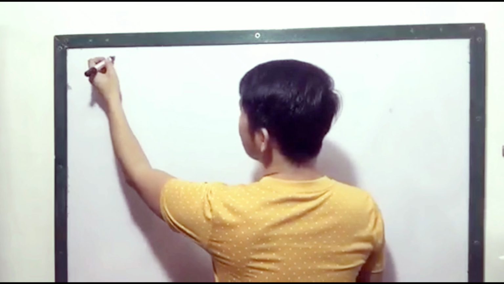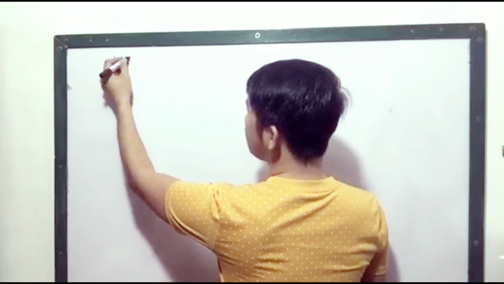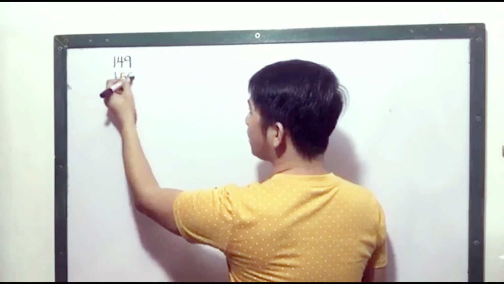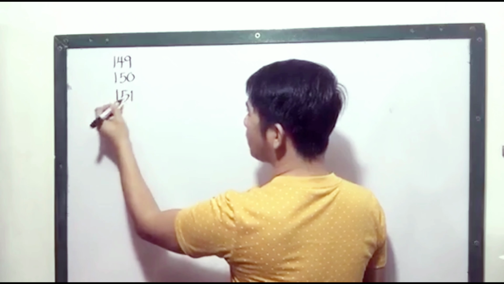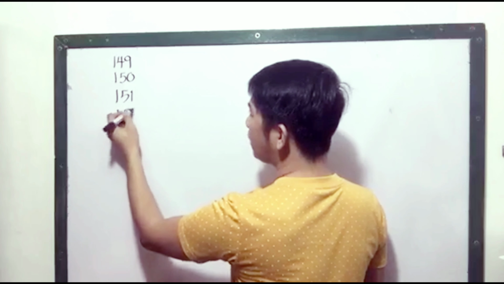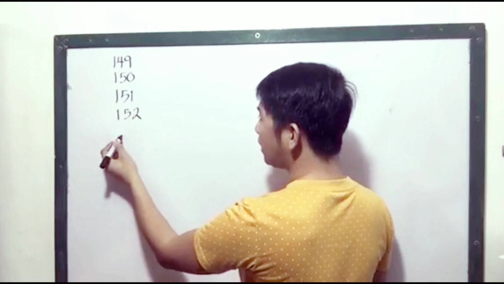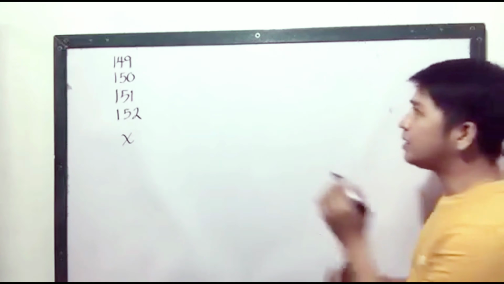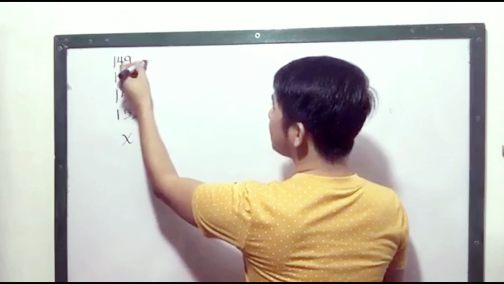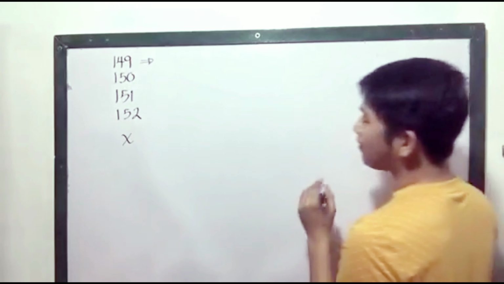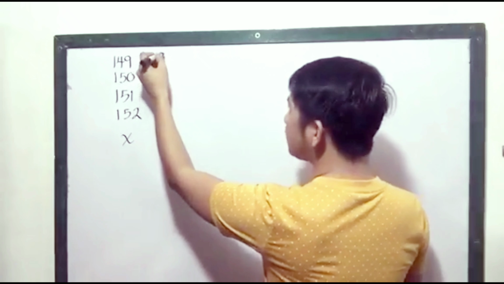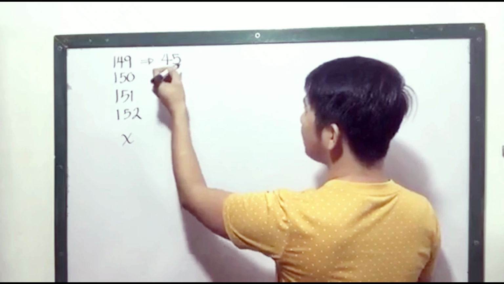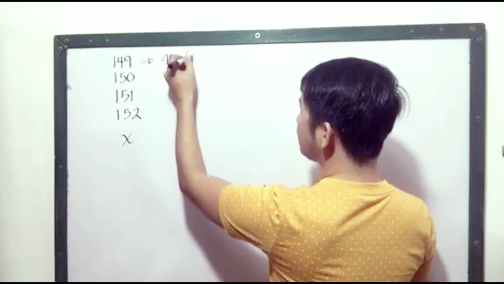So, mag-start tayo pag 149 kilos. Alam nyo naman na walang discount to, no? Susunod, 150, wala pa rin. Susunod, 151, meron na. 152, meron na. And so on, gawin natin X. Okay. So, sa 149, to find the value, kung magkano yung babayaran niya pag 149 kilos, i-multiply natin ito by 45. So, 45 times 149.